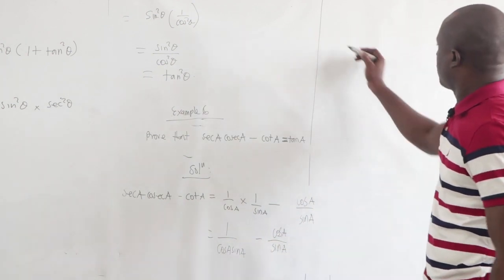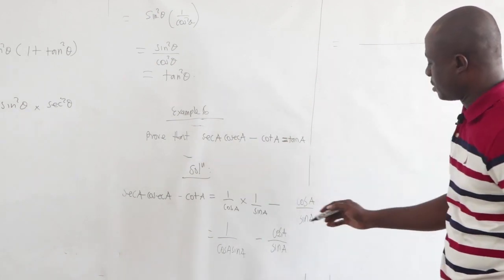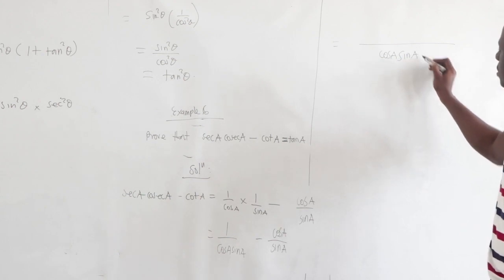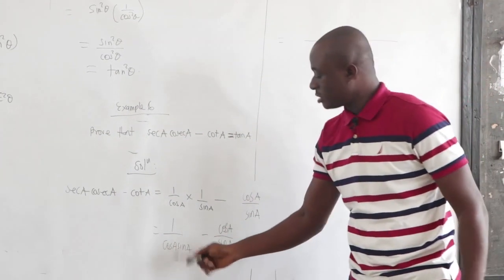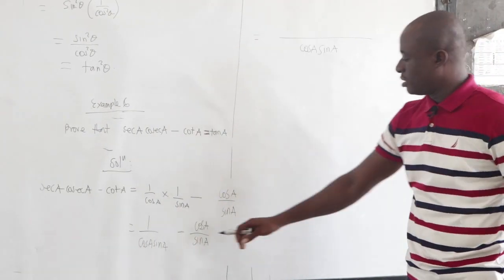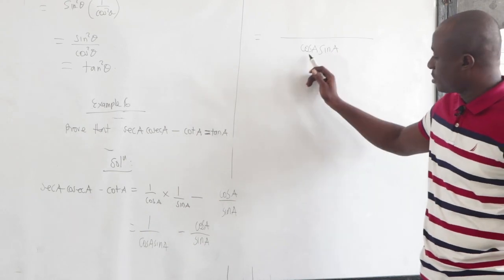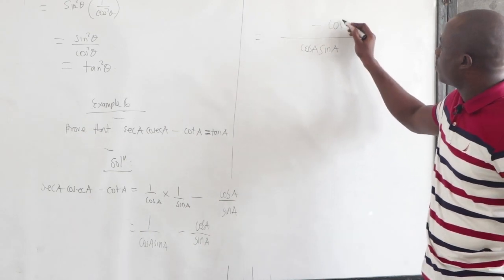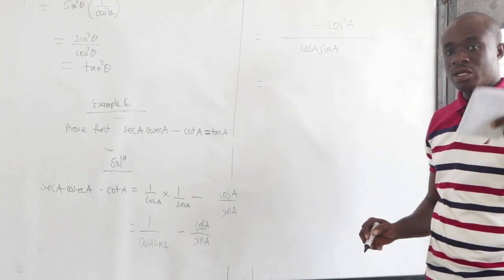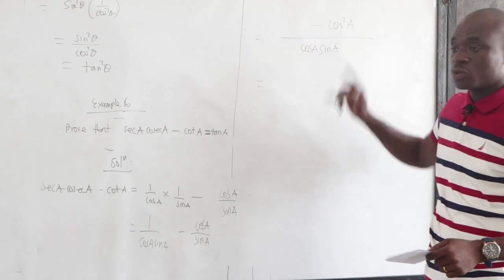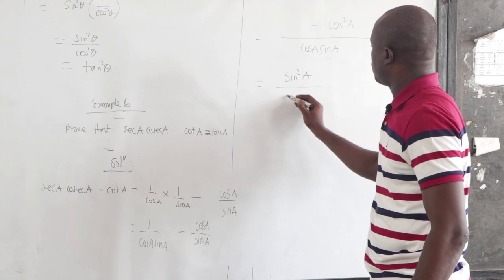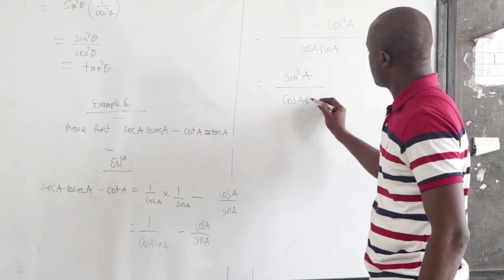Now what is the LCM? The LCM is cos A sine A. Now the first one, cos A sine A, will cancel out that cos A sine A, so we have 1. And then sine A will cancel the sine A here. What is left? Cos A. Cos A times that, we have cos square A. Now, we know sine square A plus cos square A is 1. So clearly this 1 minus cos square A is the same as sine square A all over cos A sine A.